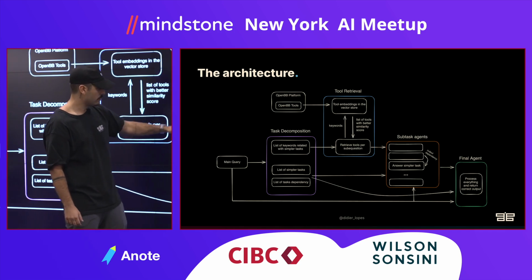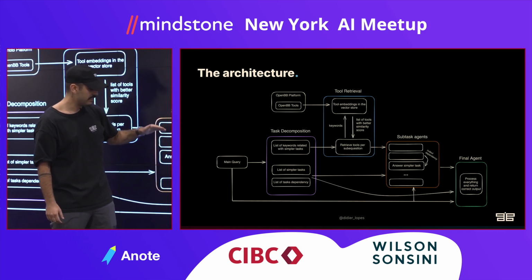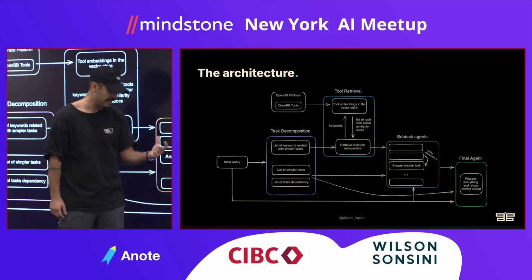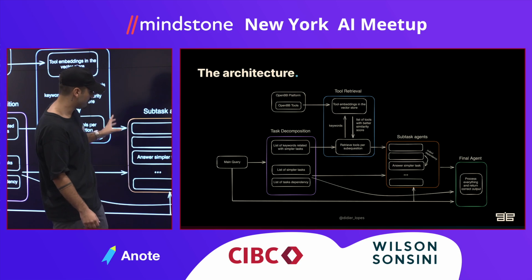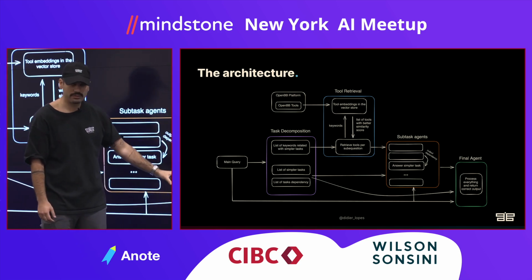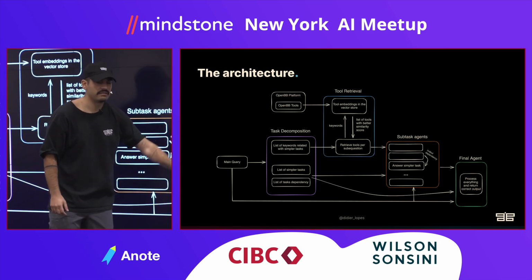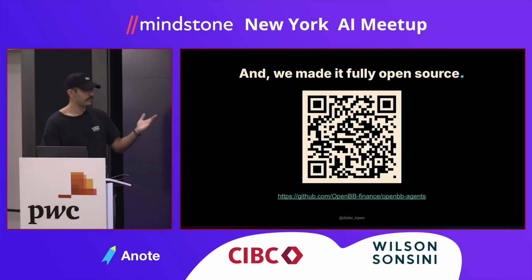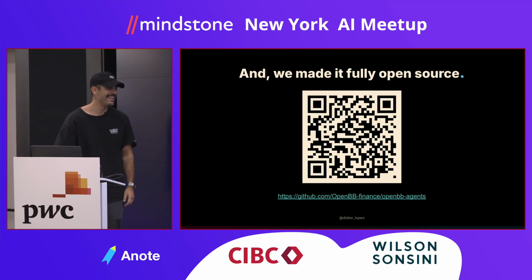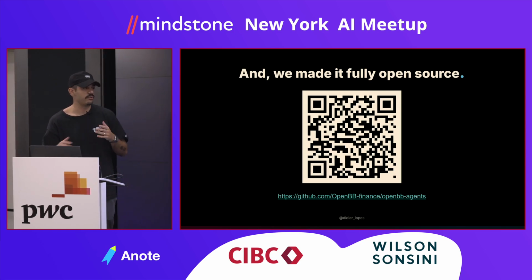The subtask agents will reply to the simpler tasks, and in the end you get the main query, the simpler questions and their answers. You don't need the tools anymore, and then you get the final answer. We made this open source as well. In this case we're using OpenAI, but you can swap it for another model. If you want to change the architecture, the way we create the embeddings, the vector store, everything, you can customize everything.